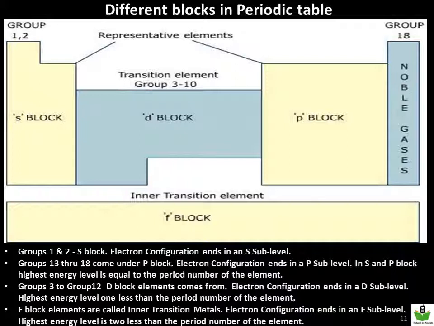D block elements come from group 3 to group 12. Electron configuration ends in a D sublevel. Highest energy level is 1 less than the period number of the element. F block elements are called inner transition metals. Electron configuration ends in an F sublevel. Highest energy level is 2 less than the period number of the element.